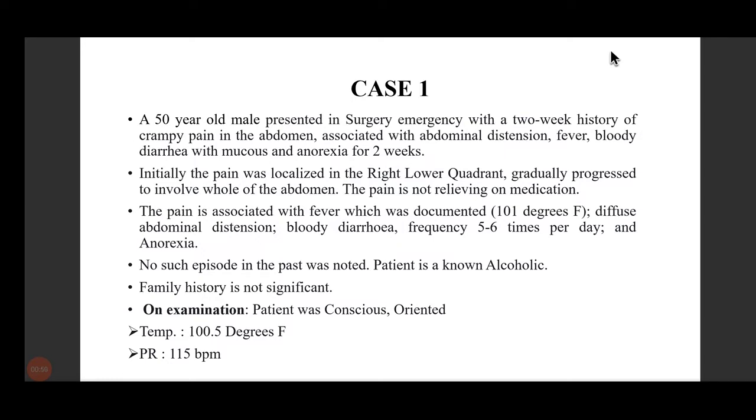Okay? The pain is associated with fever, which was documented at 101 degrees Fahrenheit, associated with abdominal distension, bloody diarrhea, the frequency of which was 5 to 6 times per day, loss of weight, anorexia, all were there. No such episode in the past was noted. Patient is a non-alcoholic. Family history is not significant on examination.